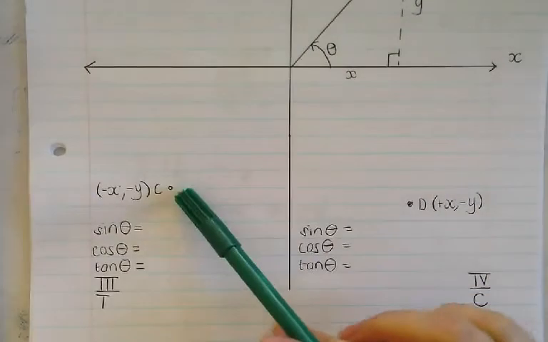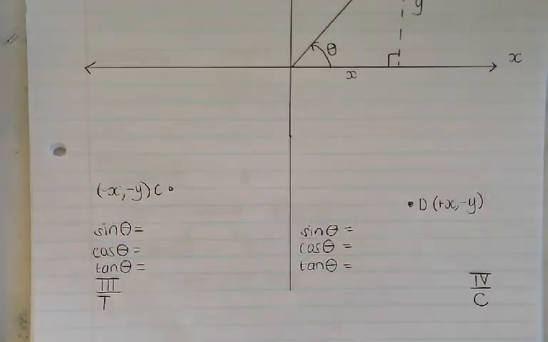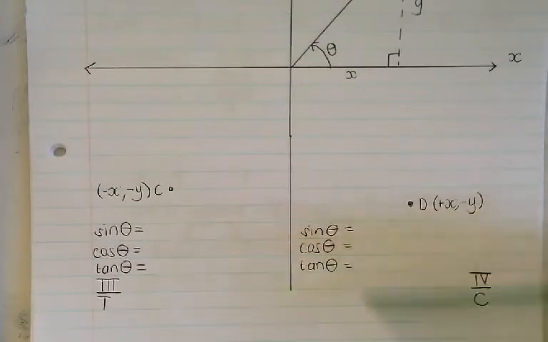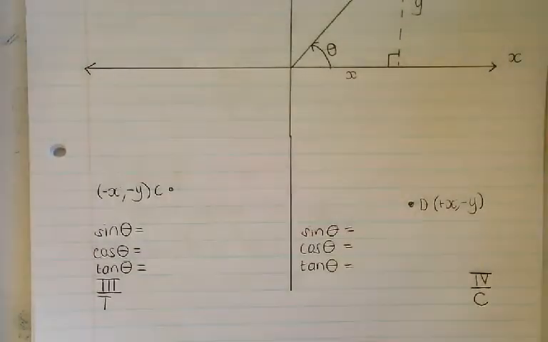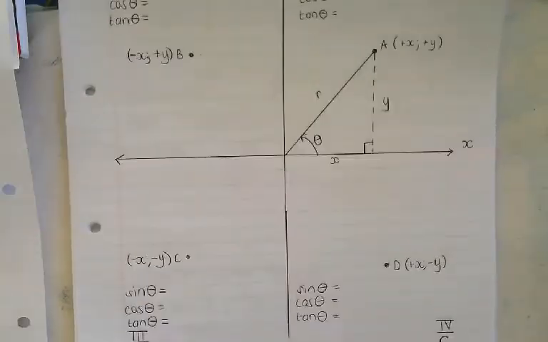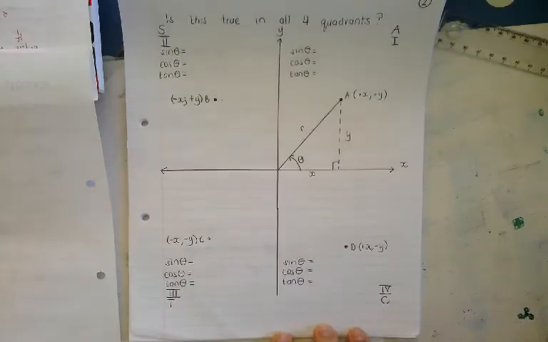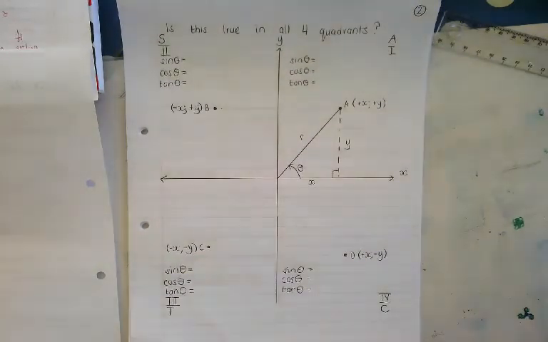So just the point, the coordinates, sine theta, cos theta, tan theta, quadrant 3, the letter T. Point, sine theta, cos theta, tan theta, quadrant 4, and the letter C. I'm just going to zoom out so you can see everything at once. It's a bit small, but at least you can see everything.